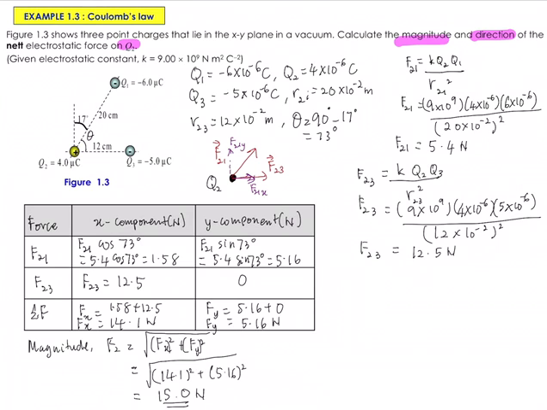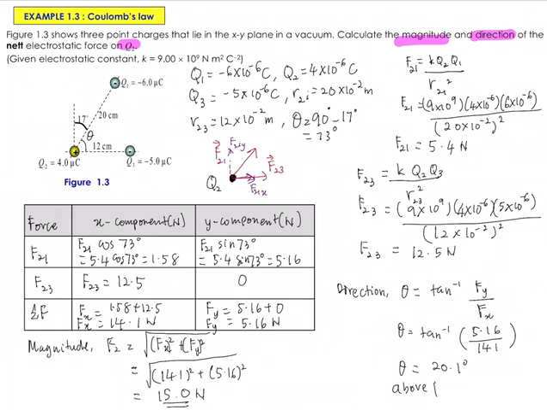Then how about your direction? So direction we write down on the right side here, which you actually use theta is tangent inverse Fy over Fx. So your theta will be, substitute your value, tangent inverse 5.16 over 14.1. And you will get your theta is 20.1 degree, which is above positive x-axis. So this is your answer.